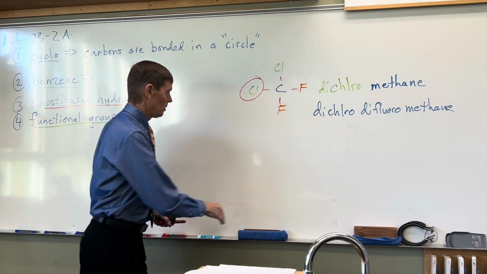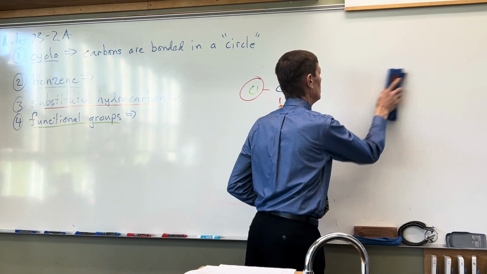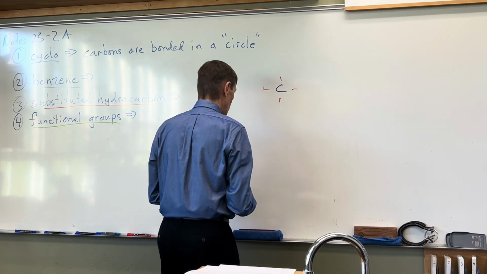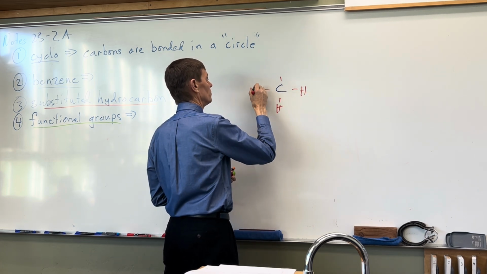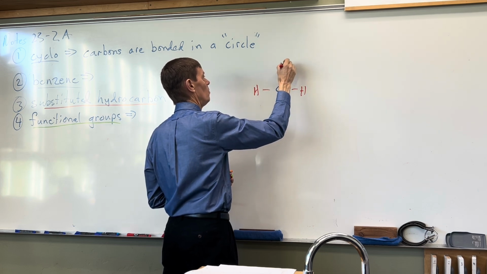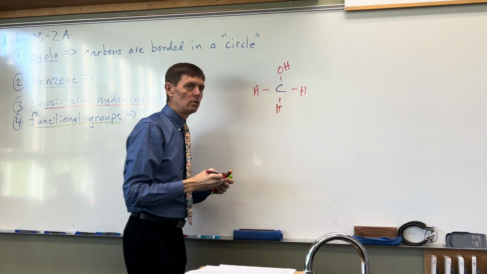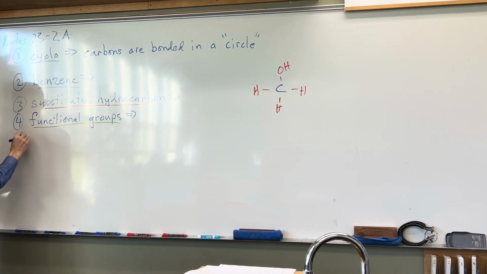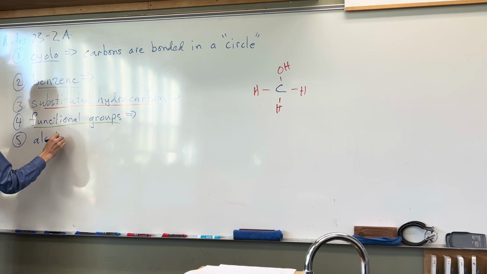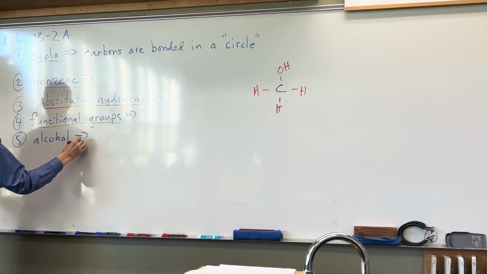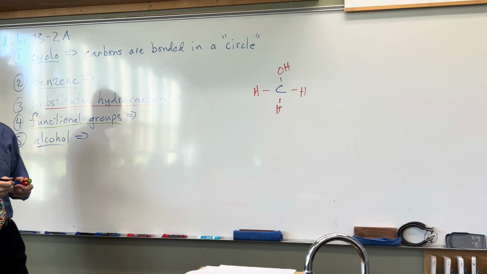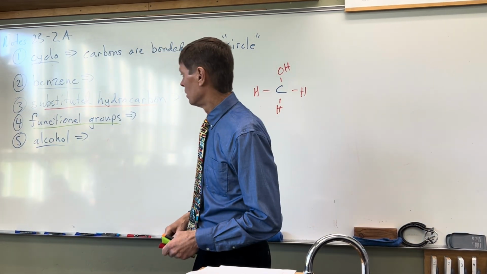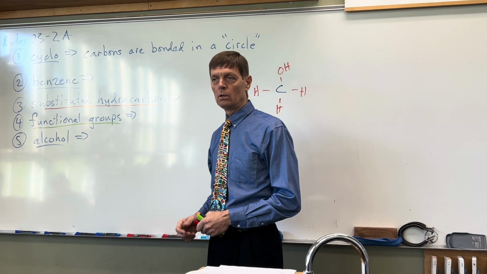All right. So we can put whatever we want on there. Let's put an OH here. What is that? Hydroxide. So look at your book, page 713. Ethanol. Alcohol.